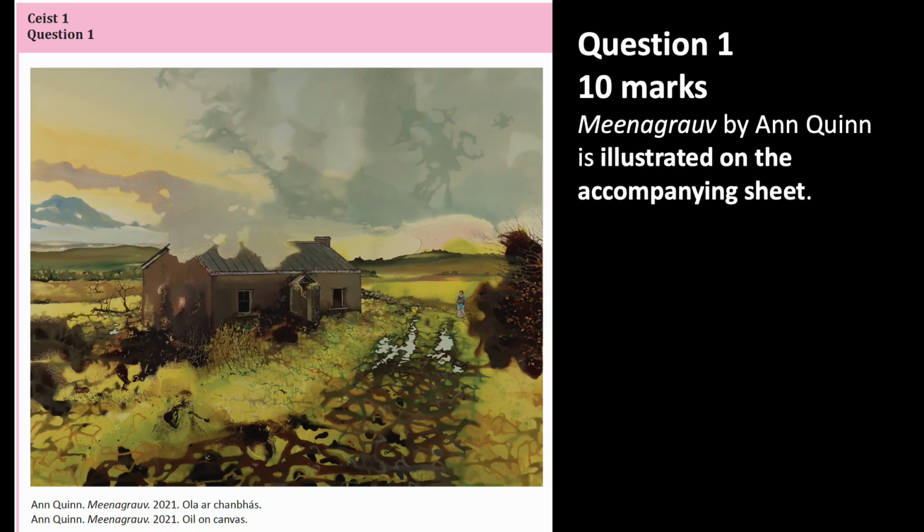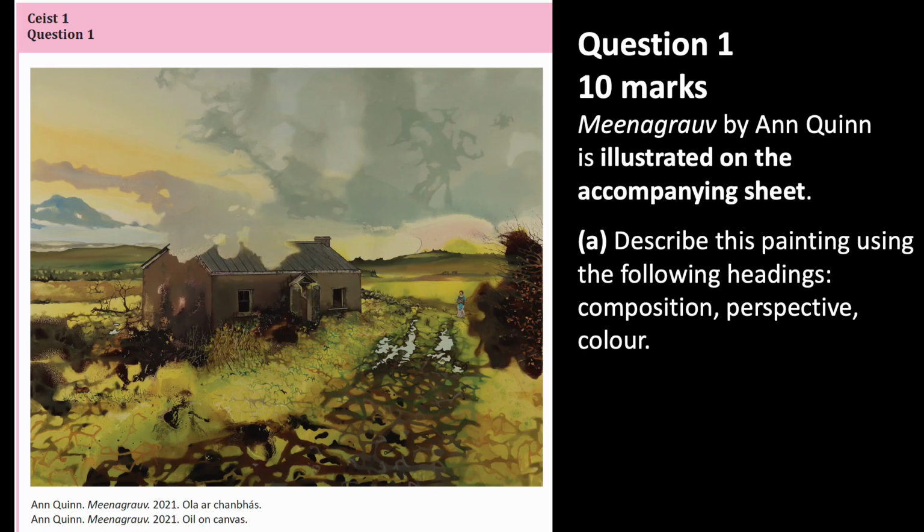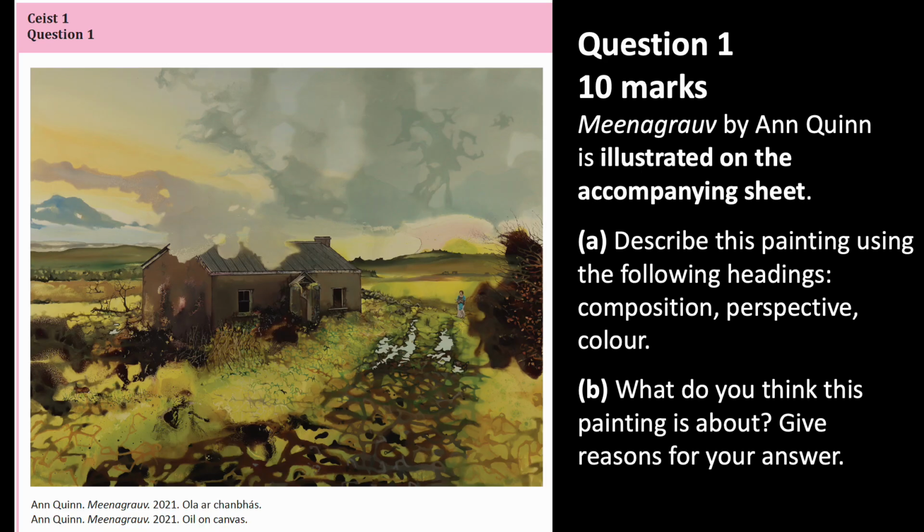So we're going to look at question 1 from 2024. The paper in 2024 showed Mina Grove by Anne Quinn on the accompanying sheet. And it asks you to describe this painting using the following headings: composition, perspective, colour. And then it asked, what do you think this painting is about? Give reasons for your answer.